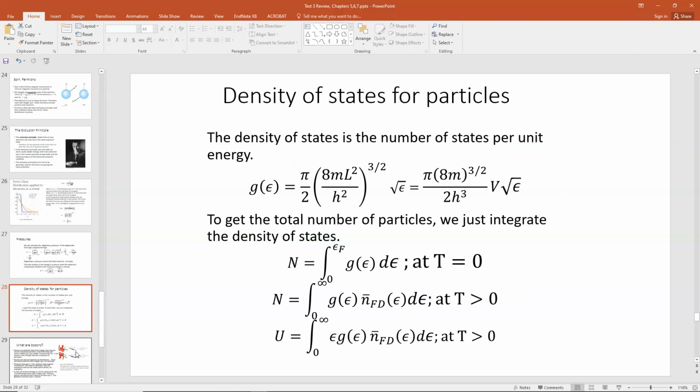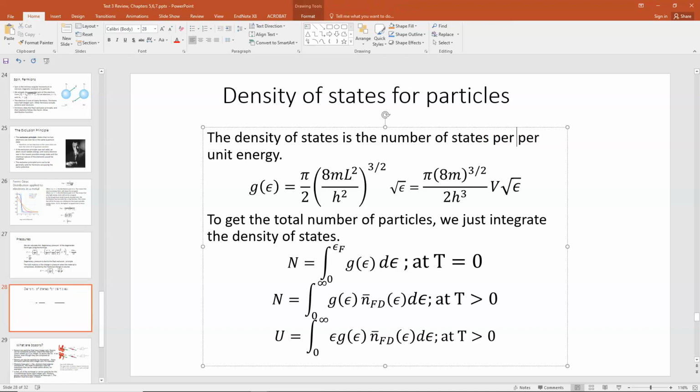Okay, we defined the density of states, and that's the number of states per unit volume per unit energy, okay? And that was symbolized by g of epsilon. And so g of epsilon here is described by this function, pi over 2 times (8mL squared over h squared) to the 3/2 times the root of epsilon. So the density of states grows as the square root of the energy.